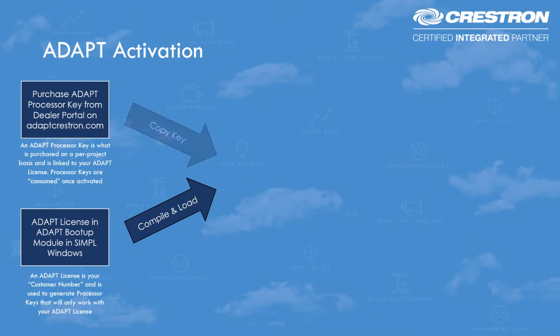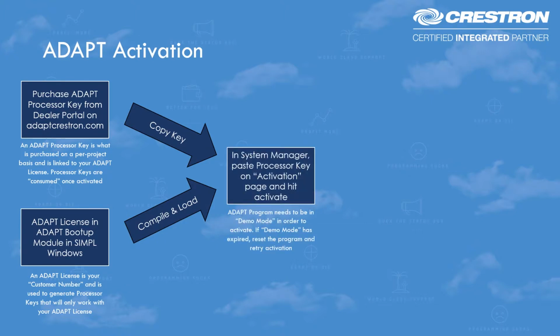Once we've got that key, we're going to copy that key. I think we actually send it to you in an email, but copy that key, and then we're going to go into System Manager and paste that processor key on our activation page and hit Activate. Now this will start the process of activation, but you're going to want to make sure that your Adapt program is currently in demo mode, meaning that you can currently use the system. If demo mode has expired, you're going to want to reset the program and retry activation. Essentially, you cannot activate if your demo mode has expired, so make sure to reset it if that is the case.